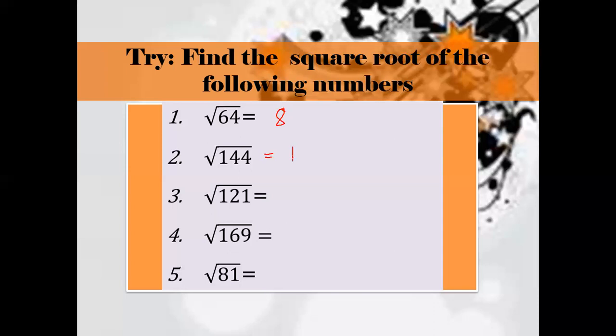Square root of 144 is equal to, sorry, the previous one should be positive negative 8. This should also be equal to positive negative 12. The square root of 121 would be equal to positive negative 11. Square root of 169 would be equal to positive negative 13. And square root of 81 would be equal to positive negative 9. So that's how you evaluate the square root of the given numbers. It would be easy for you to evaluate because we can identify already that the radicand is a perfect square number.